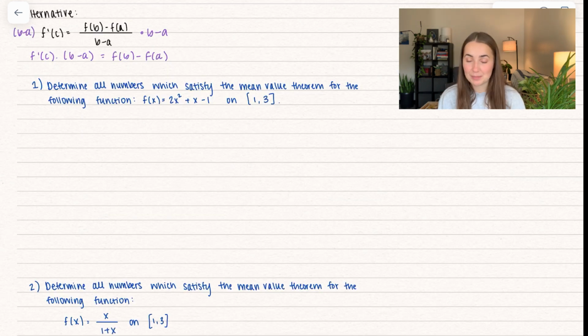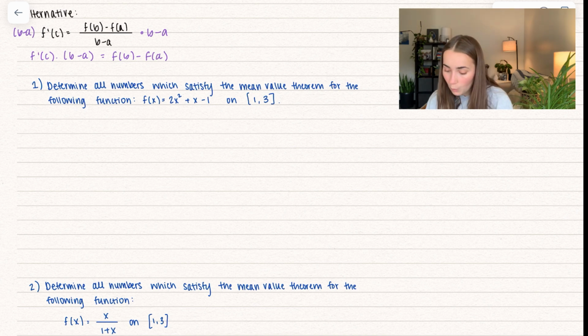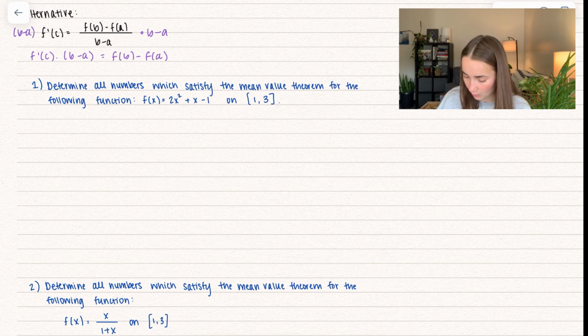Okay, let's go ahead and try an application of this. So determine all numbers which satisfy the mean value theorem for the following function, f of x equals 2x squared plus x minus 1 on the interval 1 to 3. So what we could do first, you can set this up in multiple ways. I'll do it one way first.